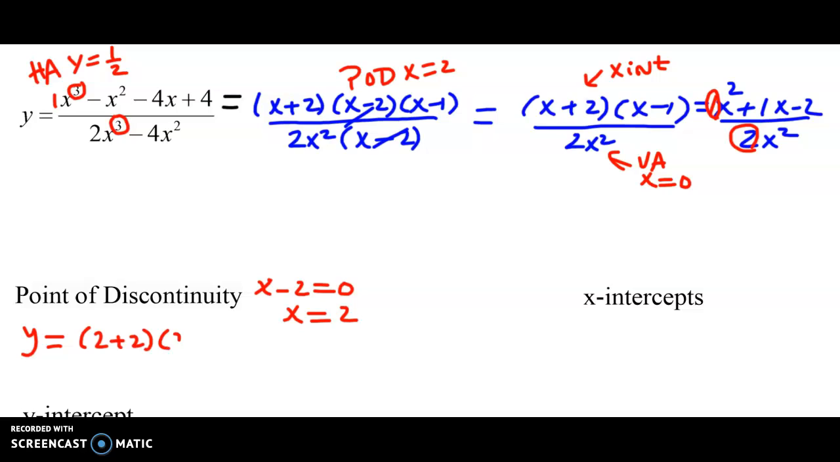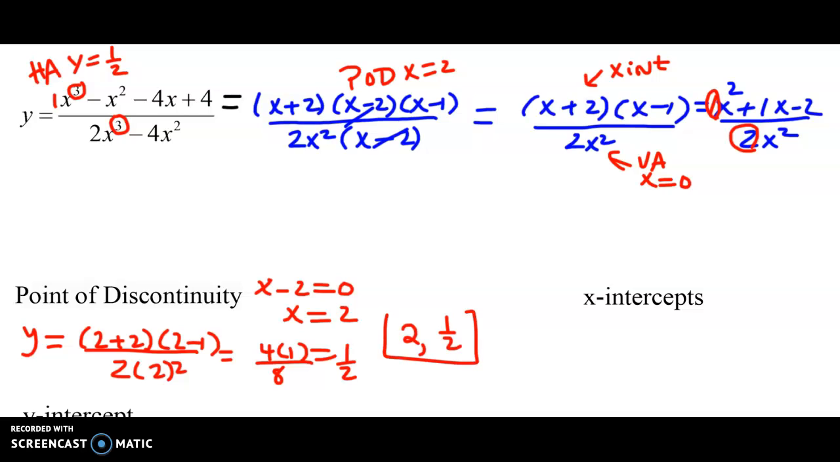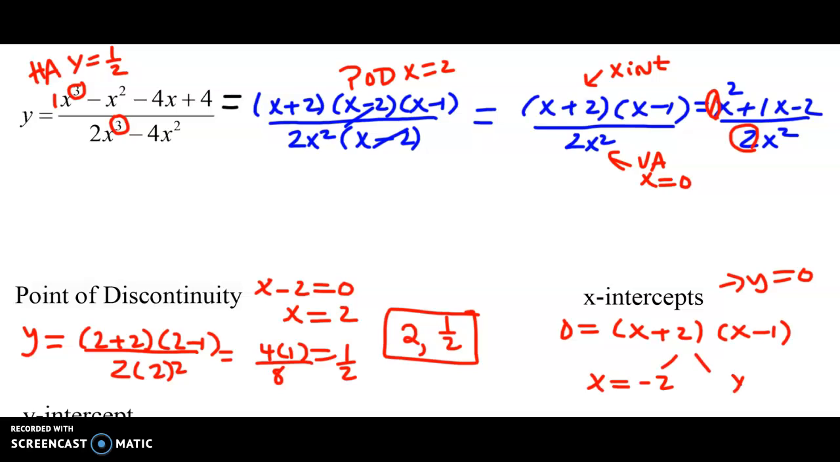When you plug it back into the function, and again you can use the simplified function, you get 2 plus 2, 2 subtract 1, over 2 times 2 squared, so you get 4 over 8, which is a half. So we know our point of discontinuity is at (2, 0.5). Our x-intercepts are found when you let y be 0. Again, we're looking at the numerator, and I'm going to use the factored form because it's easier to see. So you get -2 and 1.